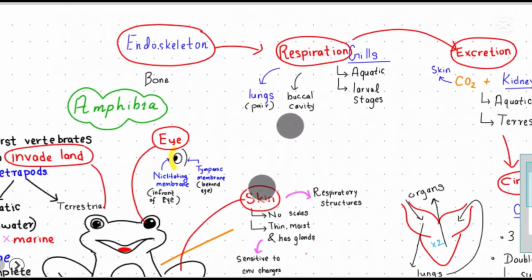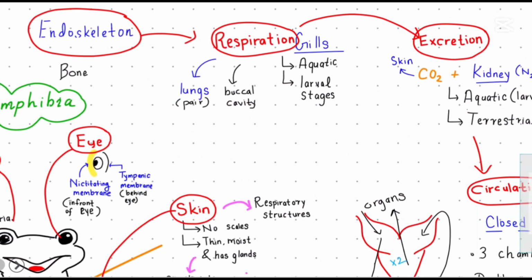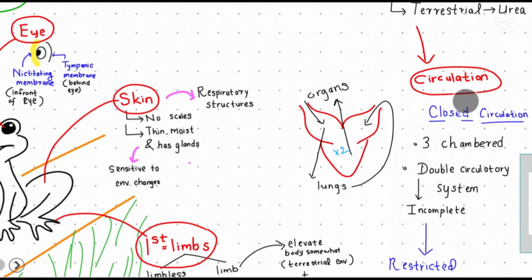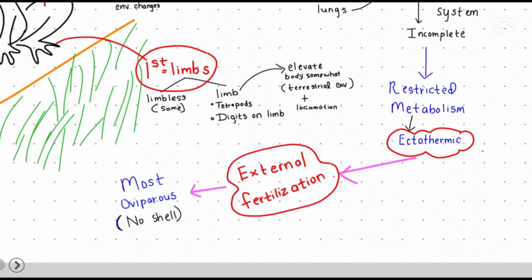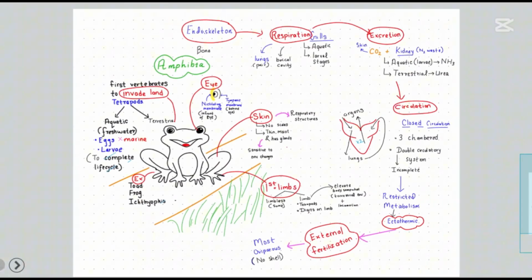Firstly, we speak about the skeleton. Then we speak about the respiration. When you respire, you excrete something, so then you speak about excretion. Once you excrete something, you have to carry that across the body to remove it from the body. That is done by circulation. And circulation, you link it with endothermic or ectothermic. And then finally, you speak about the reproduction. So this will be the flow that we use mainly.